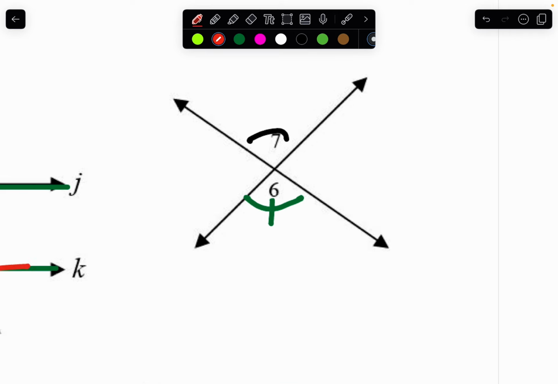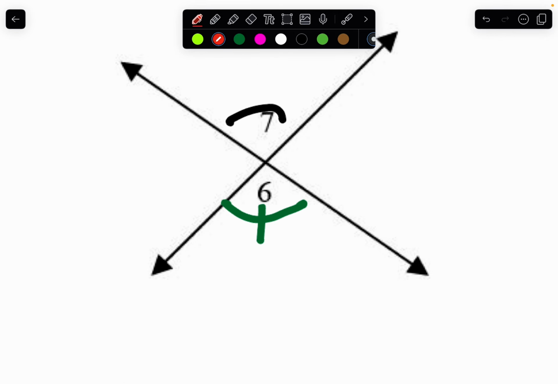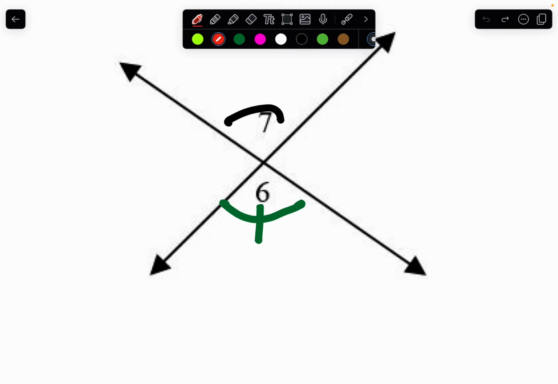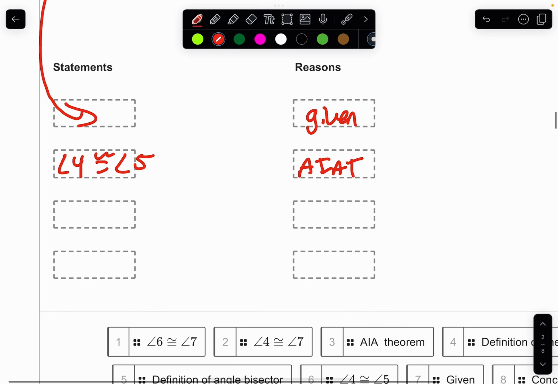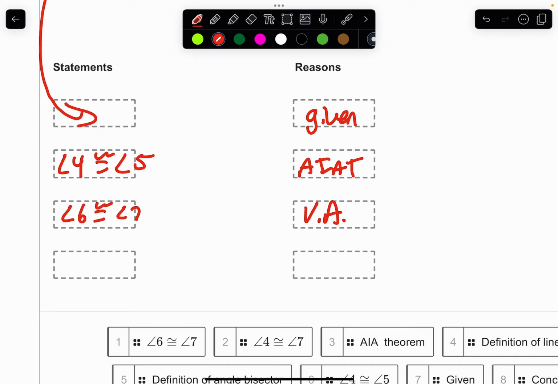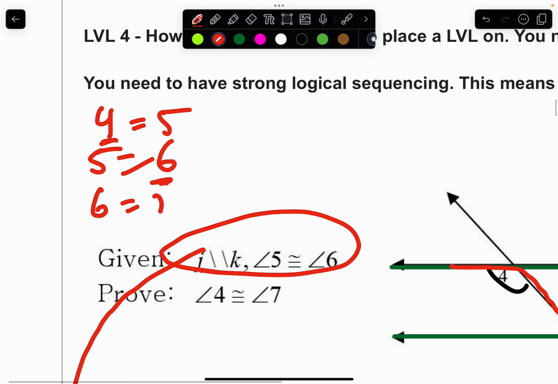Well, is 7 related to the parallel lines? No. Is it related to 5? No. Is it related to 6? Yes. Angle 6 and 7 are vertical angles. And this is from chapter 1, but we can say that angle 6 is congruent to angle 7. And that is just the definition of vertical angles. So now we can tack that on. Now we know 6 is equal to 7.